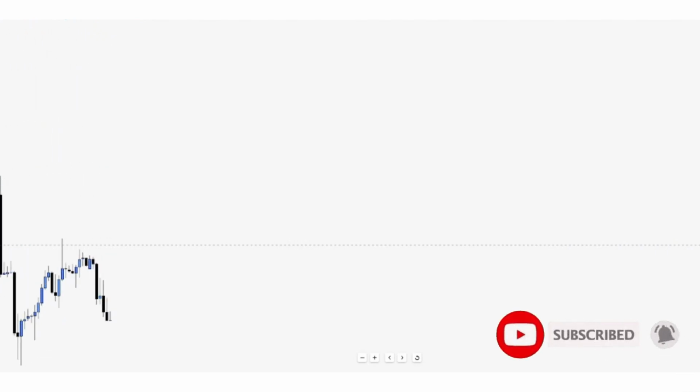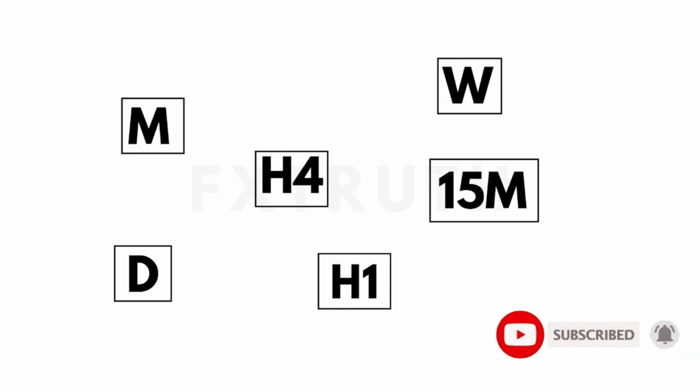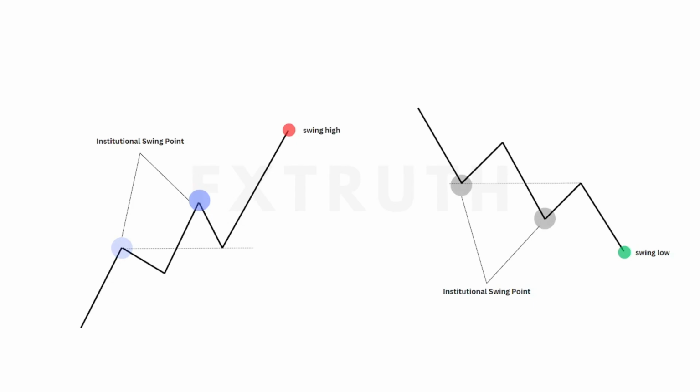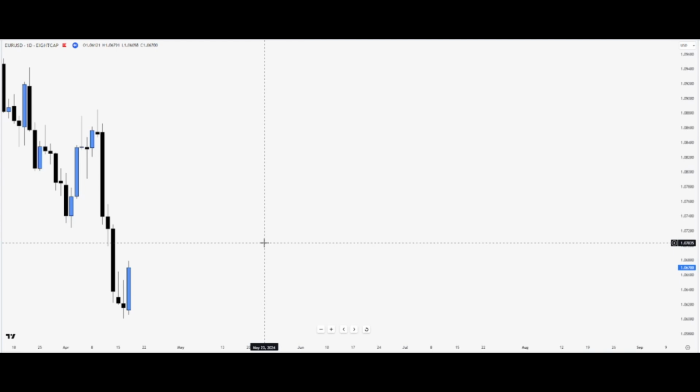When we look at market structure, I want you to view it as a collection of data captured in different time frames. And this collection of data has two important data points, which are swing highs and swing lows, or institutional swing points. In a bullish trend, it's going to look somewhat like this. In a bearish trend, institutional swing points are going to be presented like this. Now in real time, let's see how that's going to look.